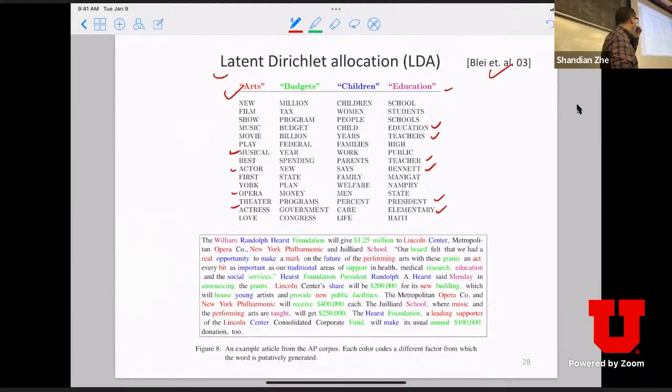So it was very popular for a long time, right? And right now people are saying, has this problem been resolved? Okay. The key modeling component of this model is the Dirichlet distribution.